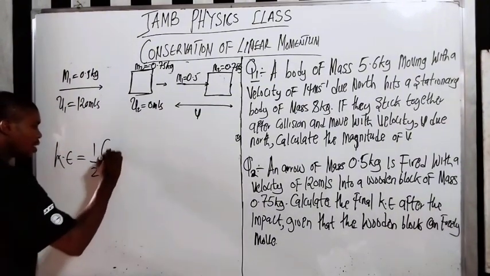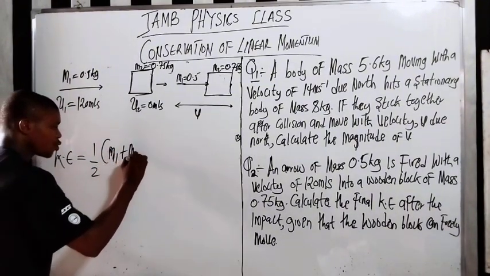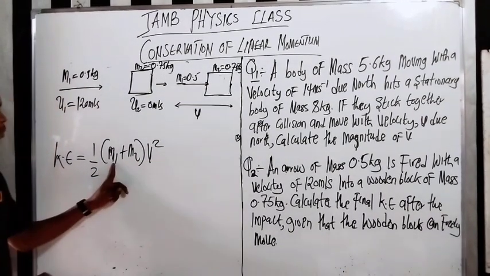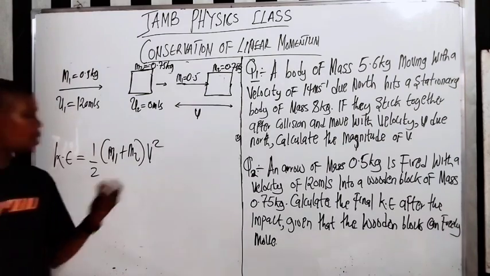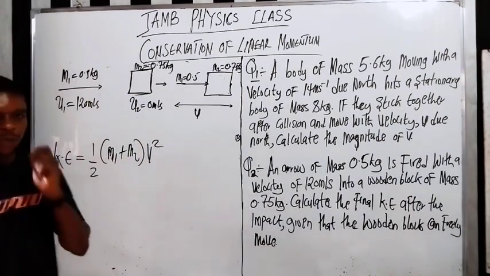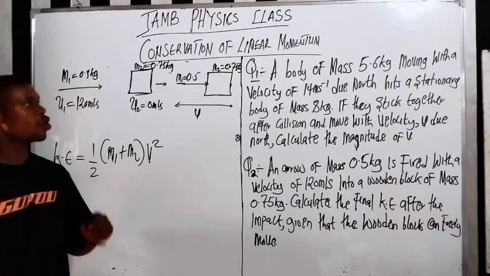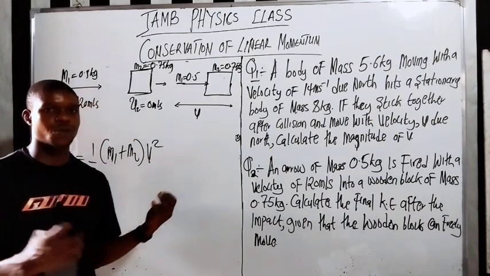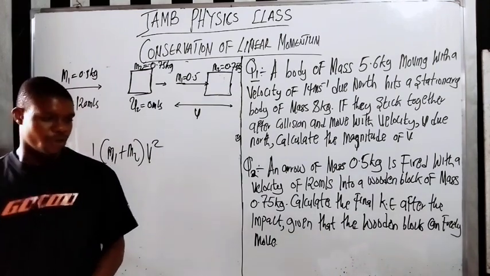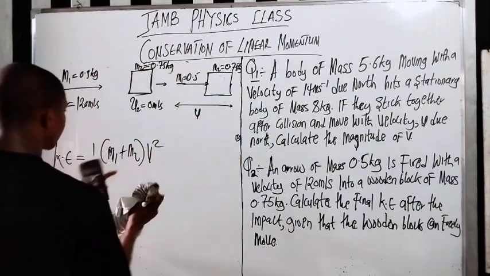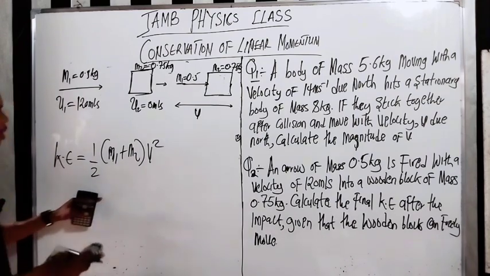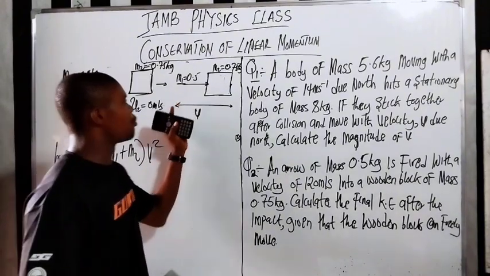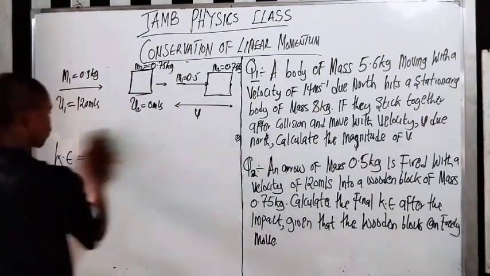half (m1 plus m2) v squared. That is it. Do you understand? So I know my m1, I know my m2, but what is my final velocity v? I don't know my final velocity. So here I'm going to use the sum of momentum before collision is equal to the sum of momentum after collision. For me to be able to calculate the kinetic energy, I must calculate the final velocity that the two of them move with together. You get? So how do I do that here?